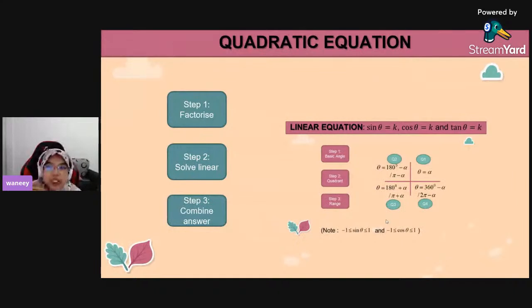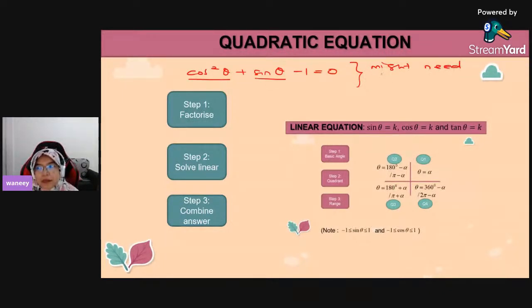Okay, let us proceed to the quadratic form. So for quadratic equation, what do you need to do? The first step, if you have a quadratic function, you should be able to factorize them. But if let's say you got something with cos square theta and then plus sine theta and then minus 1, right? So this is still a quadratic, but we have a mixture between the cos and the sine. Therefore, before you factorize them, you might need to use Pythagorean identity.